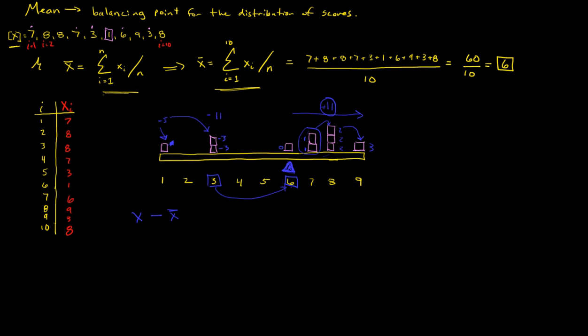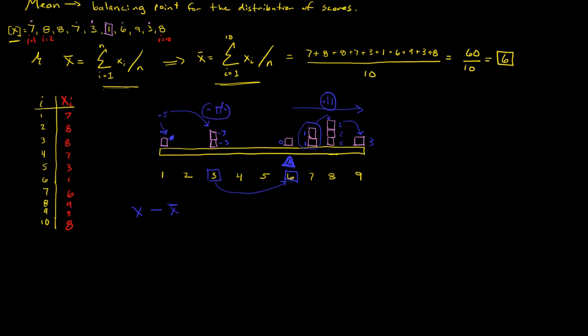You have a minus 11. And so what you'll see then is the mean is not only the balance point, but it's the point at which the sum of the deviation scores will equal 0. And you can see that here, negative 11 plus 11 equals 0. So you know that 6 is the right balance point. So it's just an alternative way of thinking of the mean.